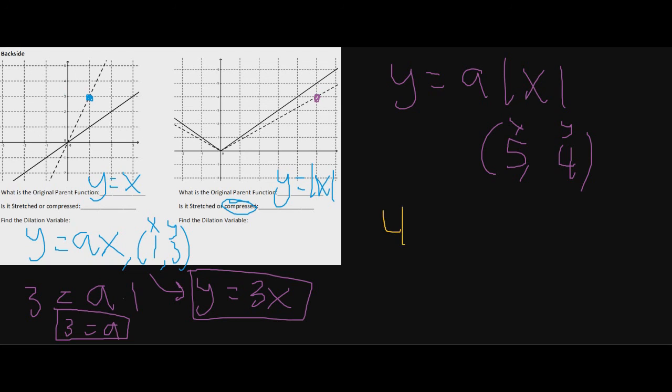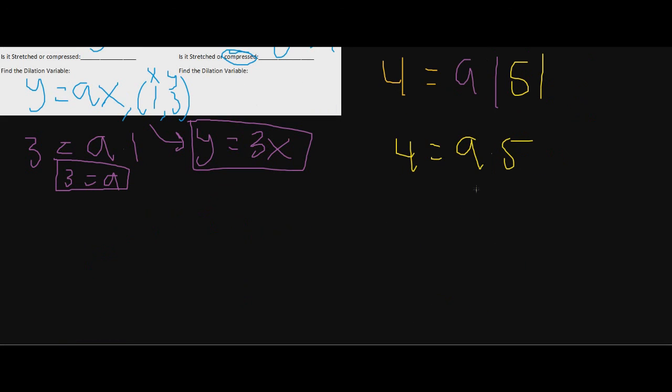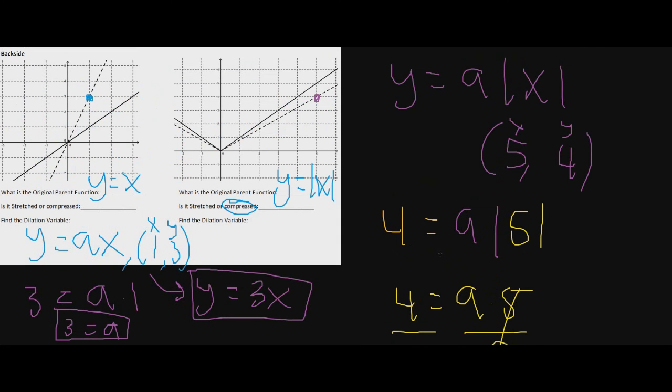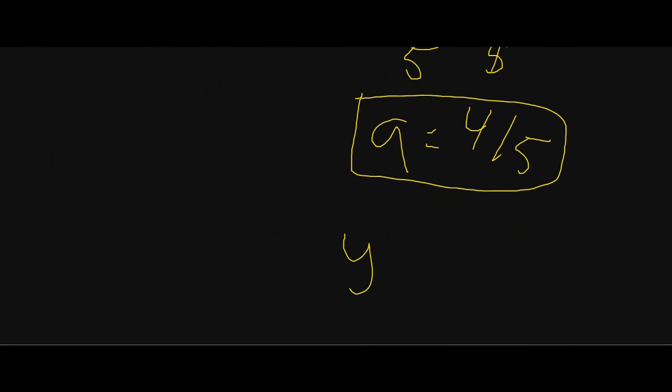So my y value is 4, so 4 is equal to a times the absolute value of 5. Well, the absolute value of 5 is just 5, so we get a times 5. What do we do to get rid of the 5? Multiplication, we divide. So we get that a is equal to 4 divided by 5. Perfect. So now we just plug that back in for a. So we're going to get y is equal to 4 divided by 5 times the absolute value of x.